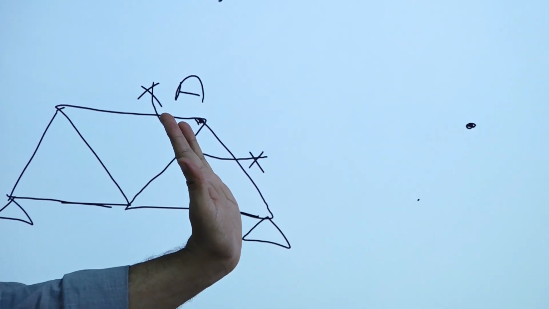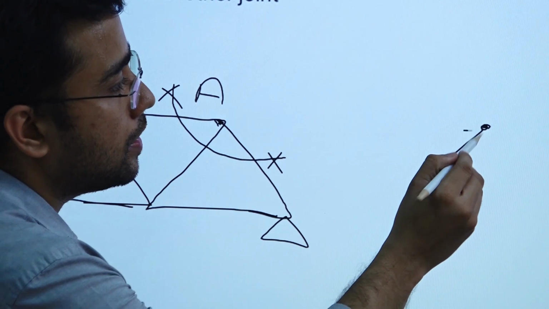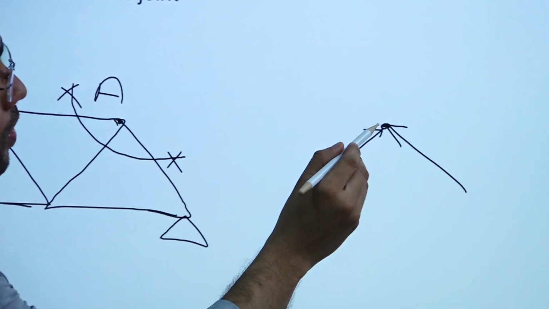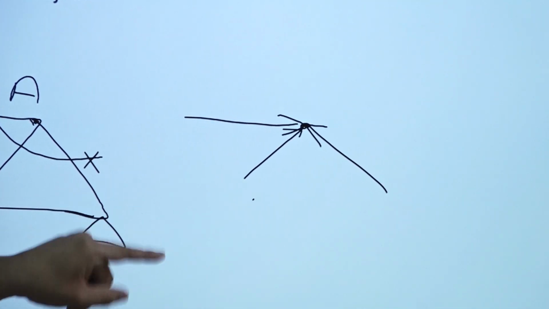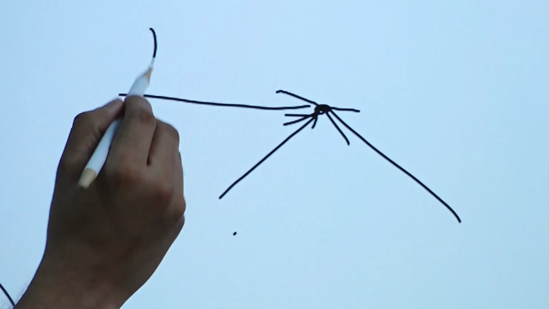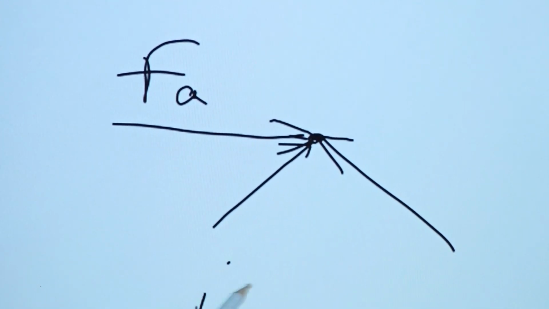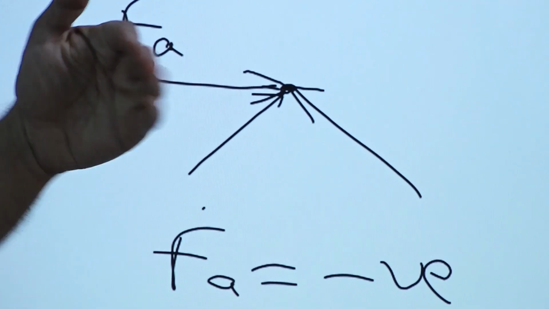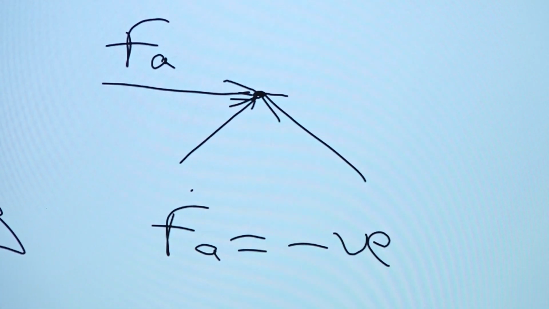Because this pin is connected with bars 1, 2 and 3, it will be experiencing 3 forces, and the directions will be this one and this one. You can assume any direction, but finally when you get the answer, you will get positive or negative. Suppose you assumed this force Fa in this direction, and finally when you solve it, Fa comes out negative. If Fa is negative, the meaning is that the force is in the reverse direction. That's how you will find the direction.